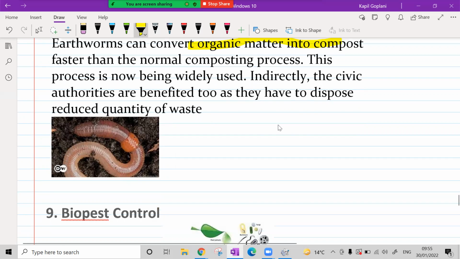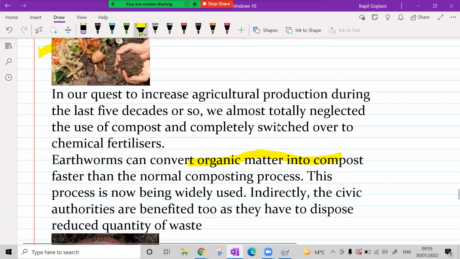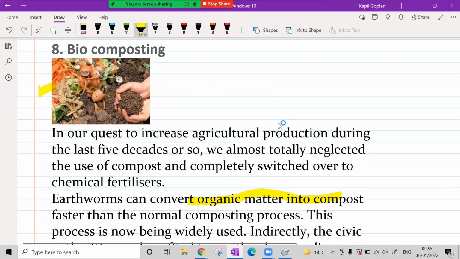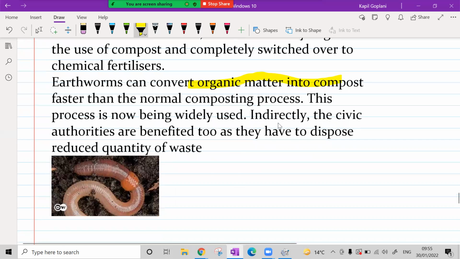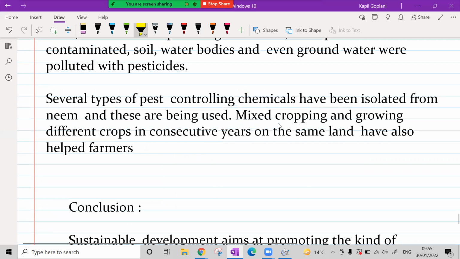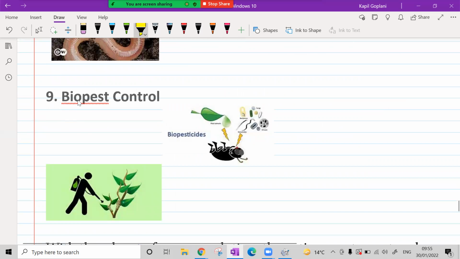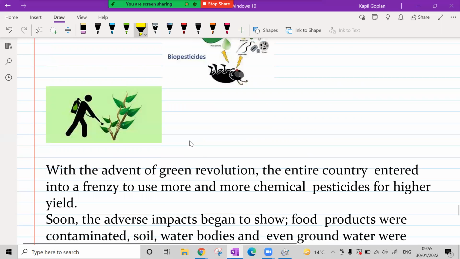So this is again a very good example that we can use biocompost. We can avoid the chemical fertilizers. We can use that biocompost, and recently it has been used for organic farming. Coming on to the last point, and then we are on the conclusion. The biopest. See, biopest. One important biopest is neem. Have you heard about that neem plant? Okay, neem is one of the important biopest plants.